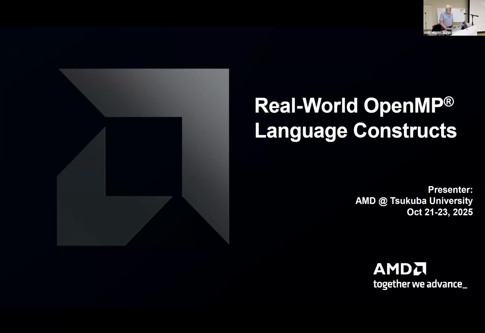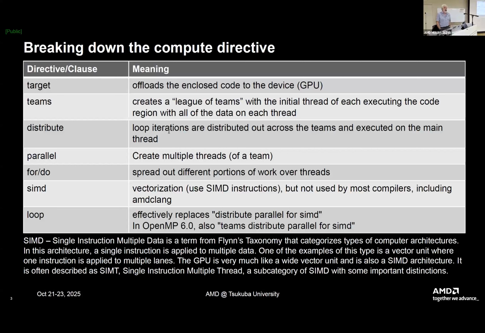So let's look at real-world OpenMP language constructs. Let's break down that compute directive. We don't often actually break it down in our program, but understanding what each one of these does is really helpful. So the target is going to launch that code to the GPU, or data, if we can actually use that on a data element, a data array as well.